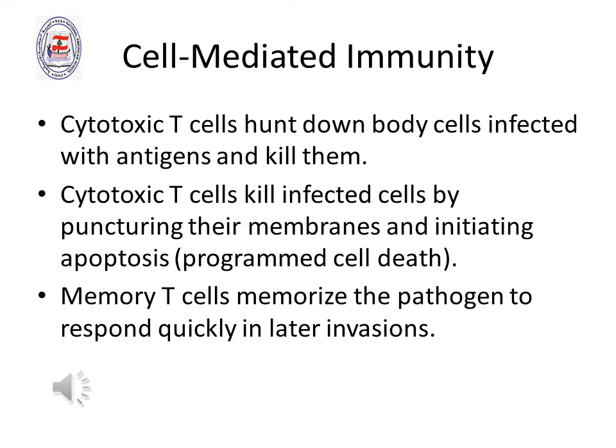What is the job of cytotoxic T cells or killer cells? They usually hunt down body cells infected with antigens and kill them. Cytotoxic T cells kill infected cells by puncturing their membranes and initiating apoptosis, which is a kind of programmed cell death. Memory T cells memorize the pathogen to respond quickly in later invasions.